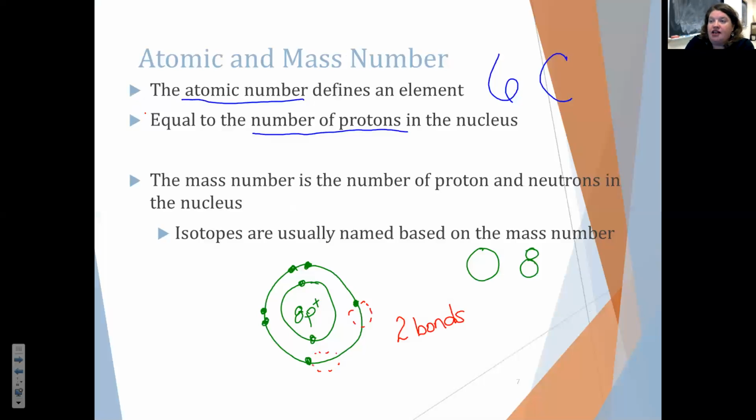The other thing to talk about as we're talking about atoms and the structure of atoms is this mass number. The mass number is going to be the total number of particles in the nucleus, the total number of protons and neutrons in the nucleus. So the mass number, mass is similar to weight. And so what they do is they weigh the nucleus to figure out all the particles that are there. If we have the atomic number and we have the mass number, then we can figure out the number of neutrons.